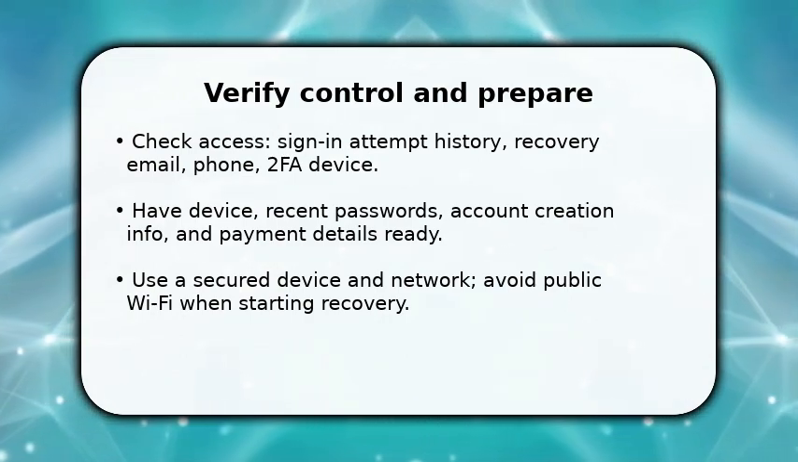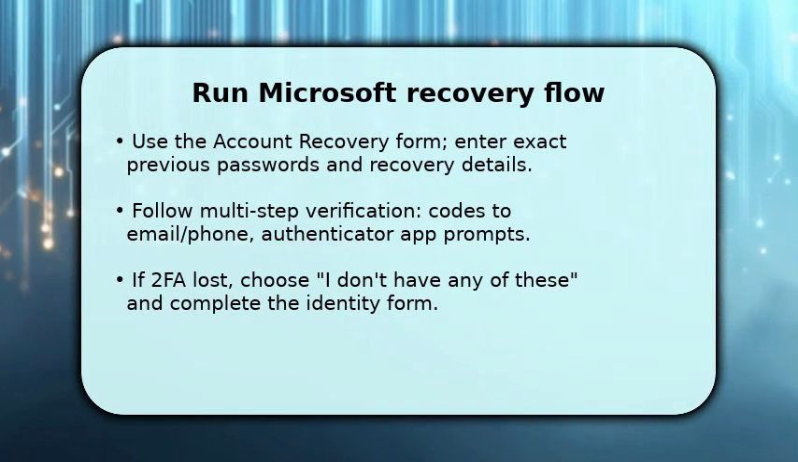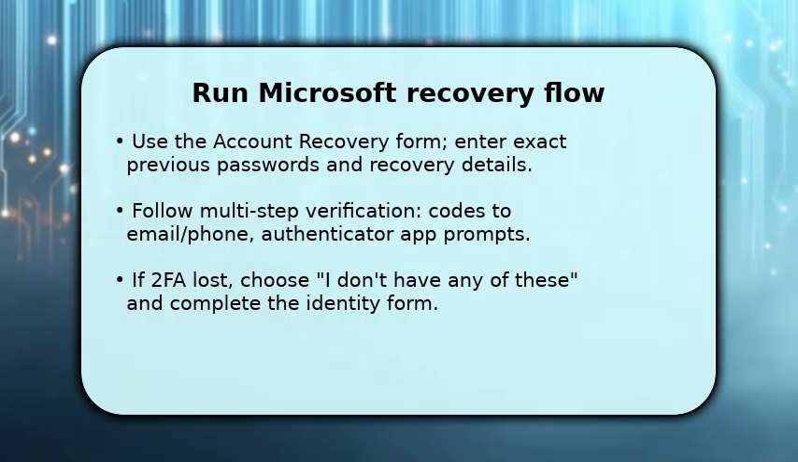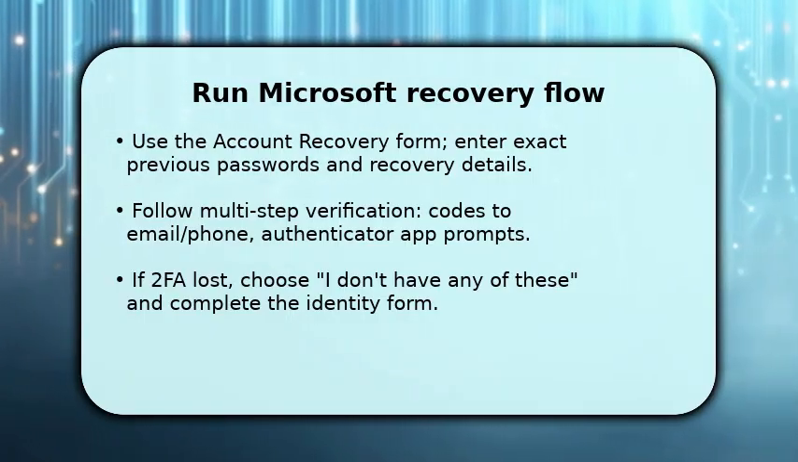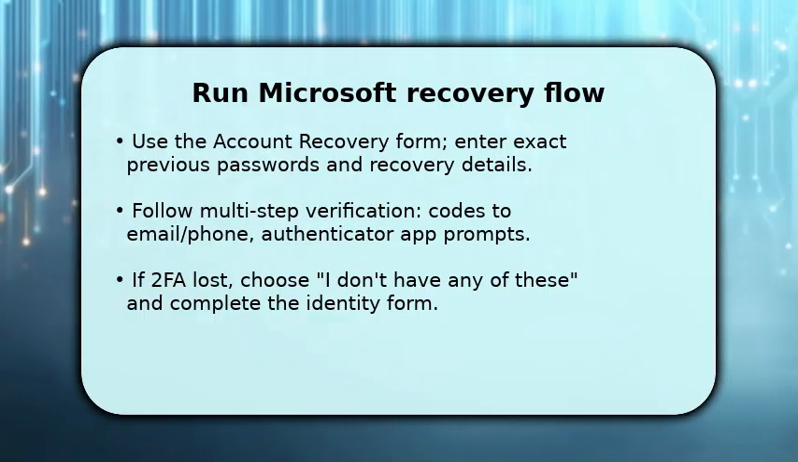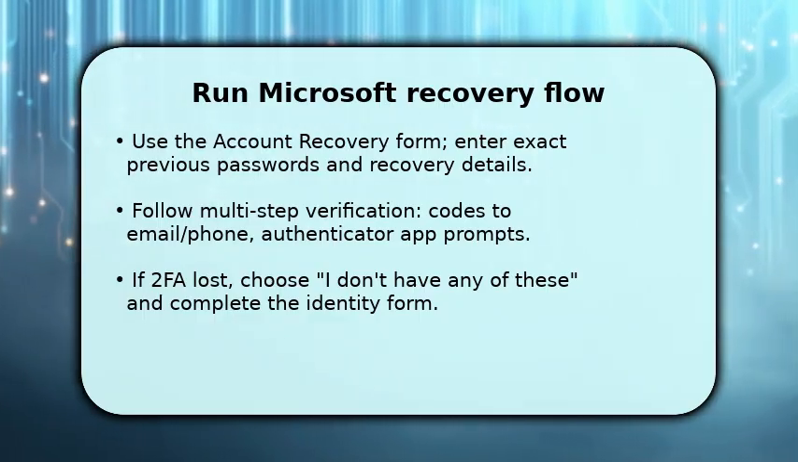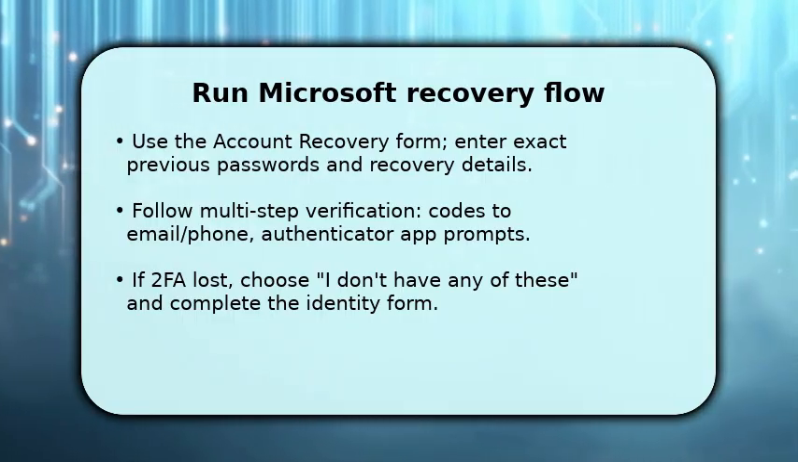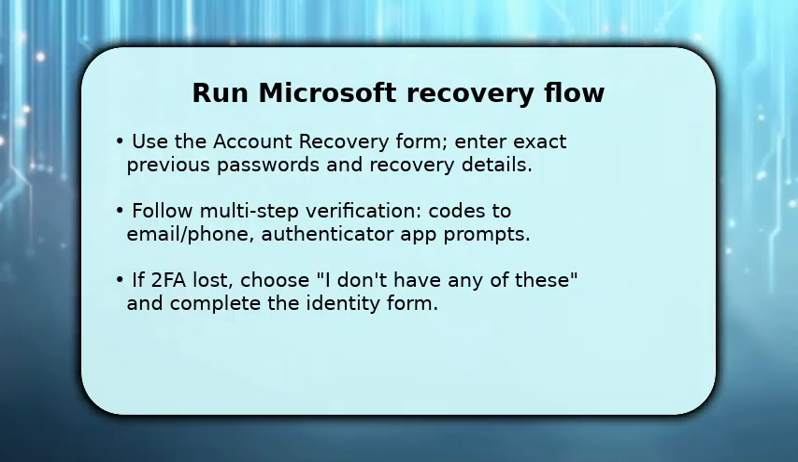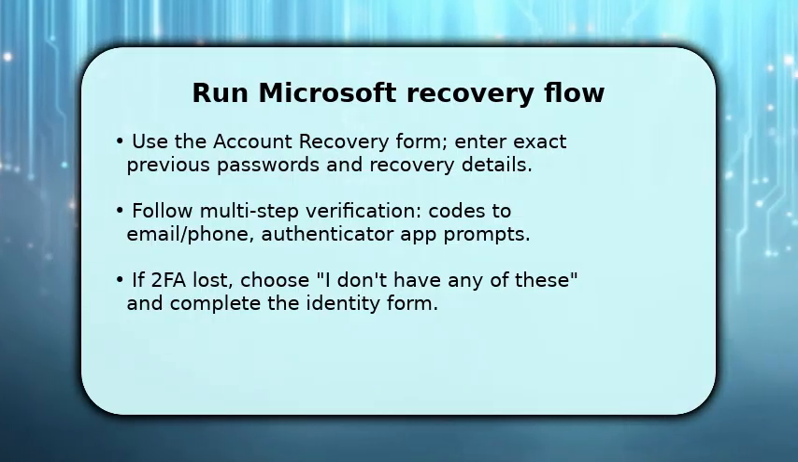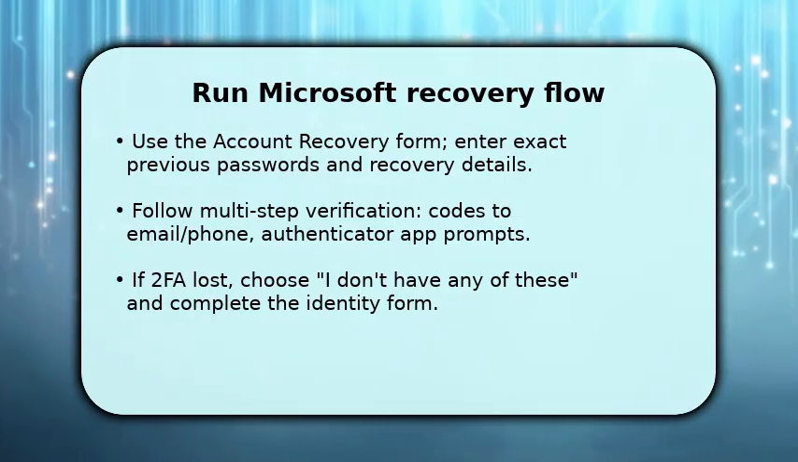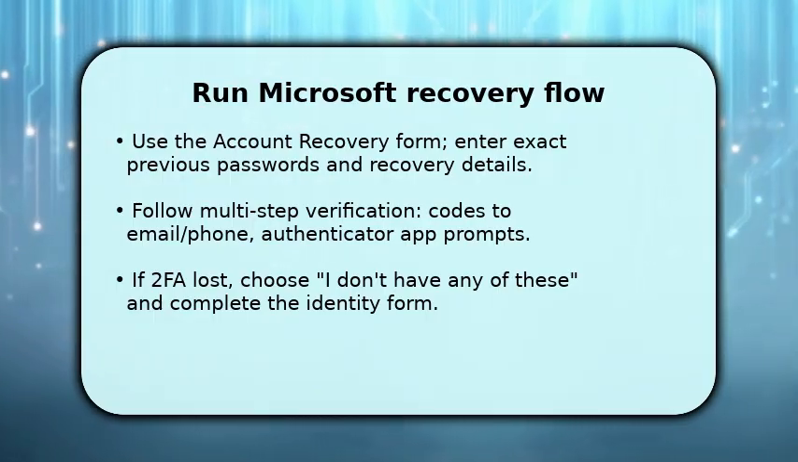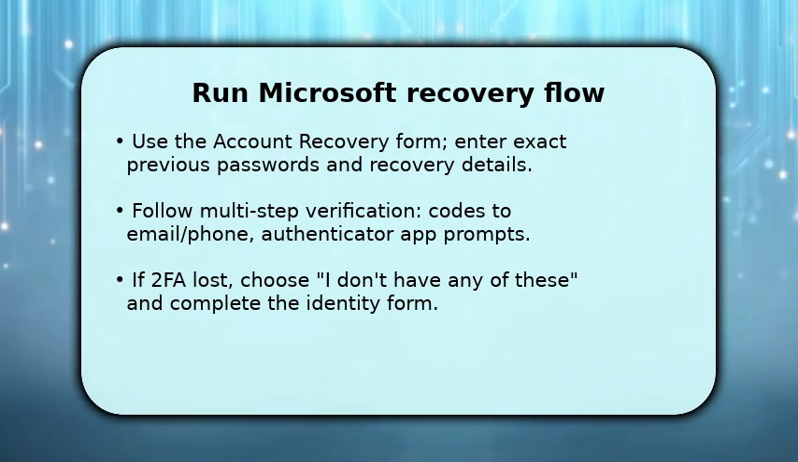Now run the official recovery flow. Go to the Microsoft account recovery form and provide the exact email, phone, and previous passwords you recorded. Accuracy increases success rate. When prompted, accept codes sent to recovery contacts or approve via your Authenticator app. If you can't access 2FA, select the option saying you don't have these devices and complete the identity form with payment and creation details. Make sure to answer consistently. Once Microsoft verifies the data, they'll restore access or request additional proof.